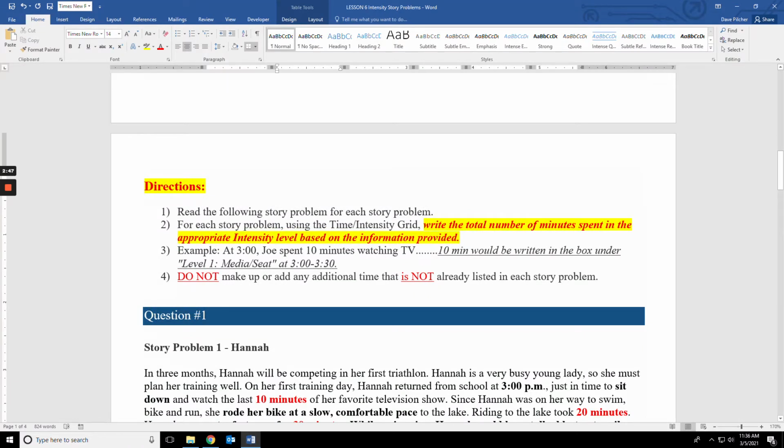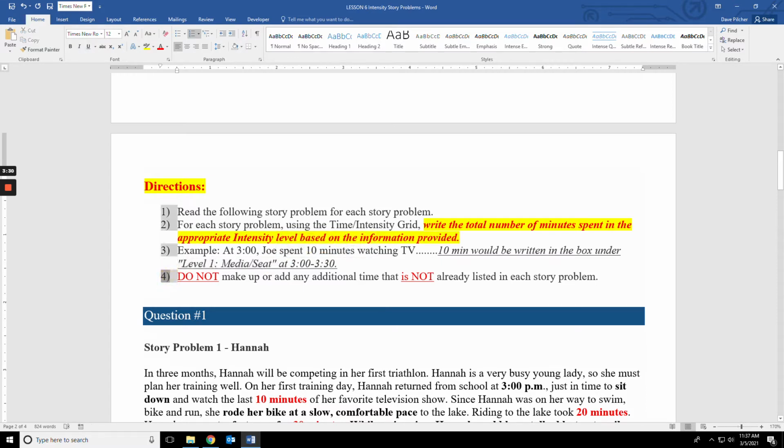Directions. Number 1, read the following story problem for each story problem. Number 2, for each story problem, using the time intensity grid, write the total number of minutes spent in the appropriate intensity level based on the information provided. So for example, at 3 p.m., Joe spent 10 minutes watching TV. We know that usually when we watch TV, we're sitting. So we would put 10 minutes under the box for level 1 media seat from 3 to 3:30.